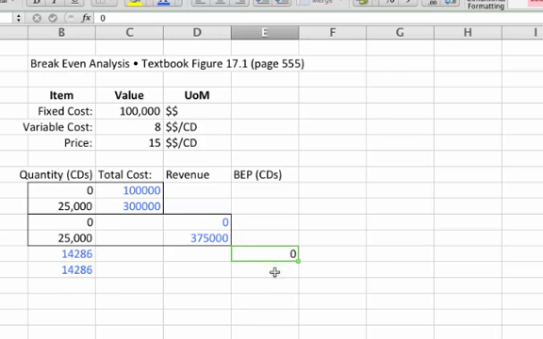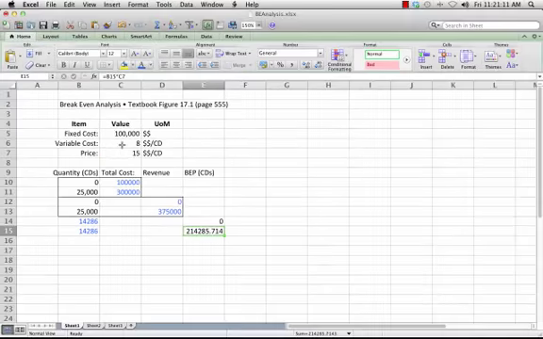This is 0, and now we need to figure out how far up that line is going to be. Well, if we sell 14,286 CDs at $15 a CD, we'll get $214,286. And again, calculated value, make it blue. Reduce the decimals, make it nice and pretty. And there we have the endpoints for that line. So we'll outline those guys.